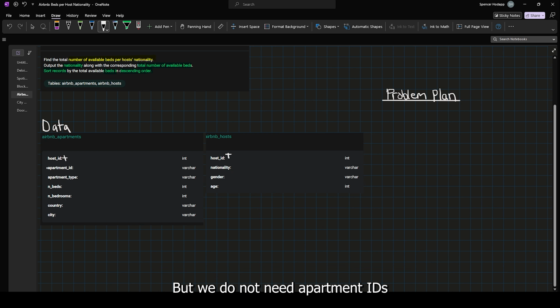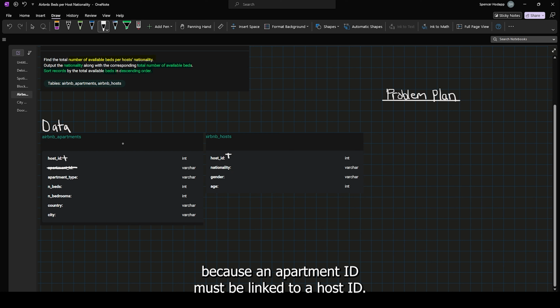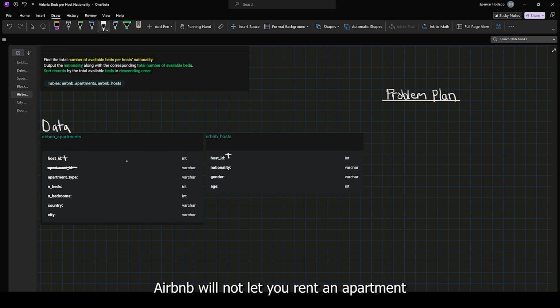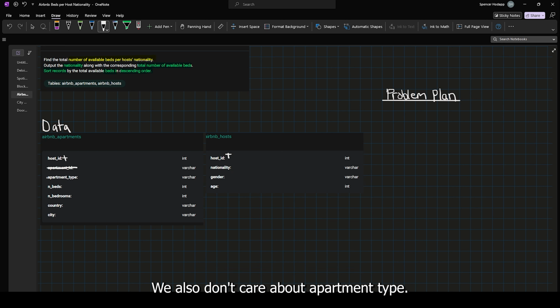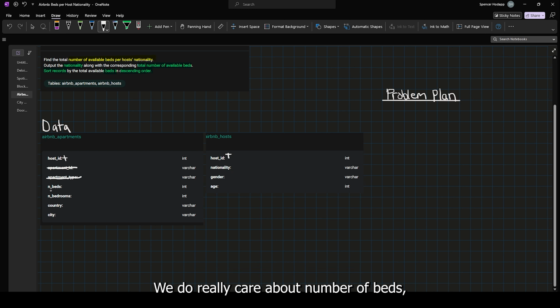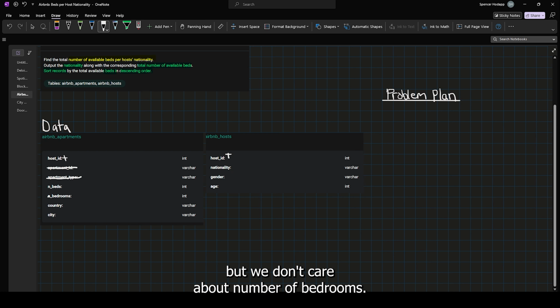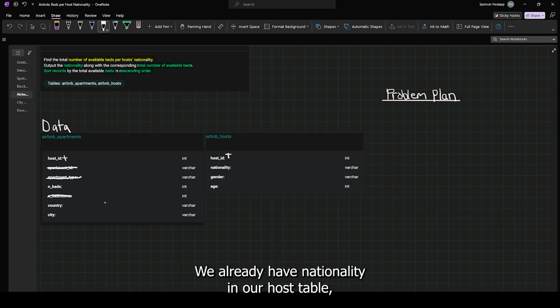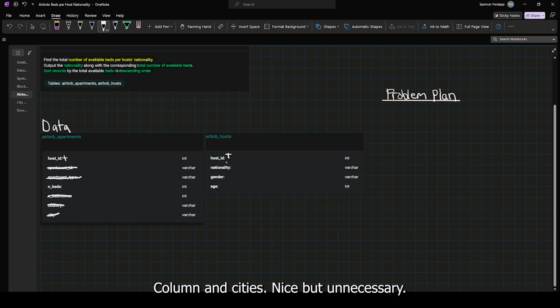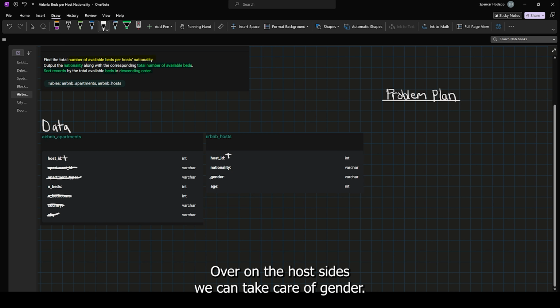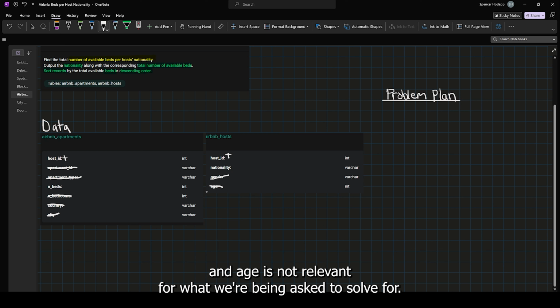But we do not need apartment ID because an apartment ID must be linked to a host ID. Airbnb will not let you rent an apartment without having a host there who manages it and runs it, so to speak. We also don't care about apartment type. We do really care about number of beds, but we don't care about number of bedrooms. We already have nationality in our host table, so we don't need to extract anything from our country column, and city is nice but unnecessary. Over on the host side, we can take care of gender, don't need it in this case, and age is not relevant for what we're being asked to solve for.